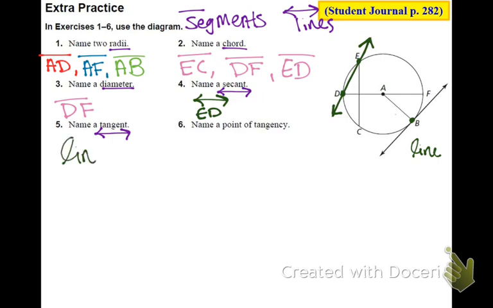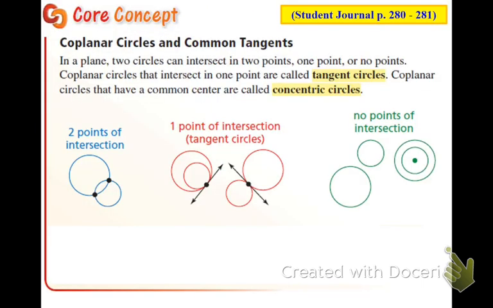So for the sake of naming it, we name it line B. But this one we could have named line ED. And last, point of tangency, meaning the point where the tangent line goes through. Which point is that? Point B. Yes, on the nose.